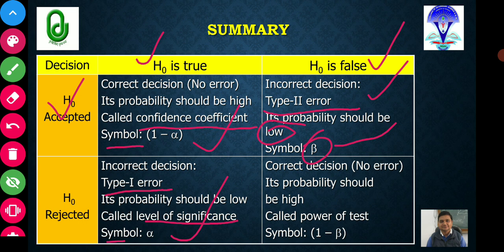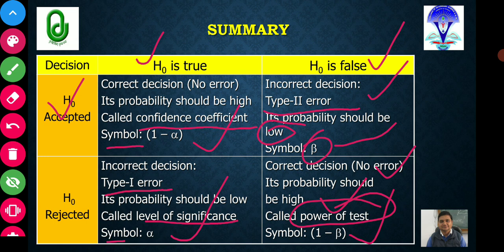Now the fourth possibility: the null hypothesis is false and you have rejected it. So this is also a correct decision and its probability should be high, and this is called the power of test, symbolized by 1 minus beta. So if the hypothesis is false, you have to reject it, and that is called the power of test.